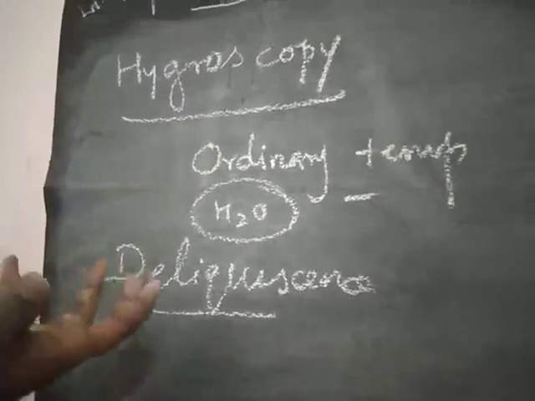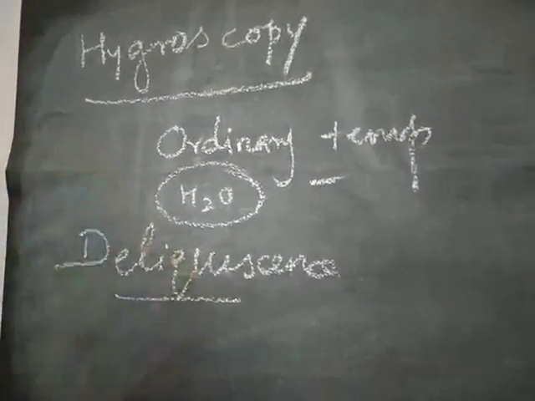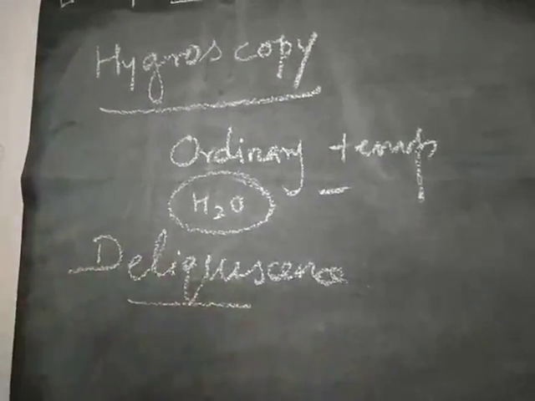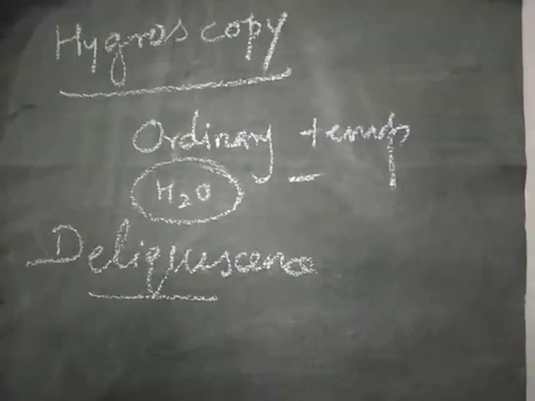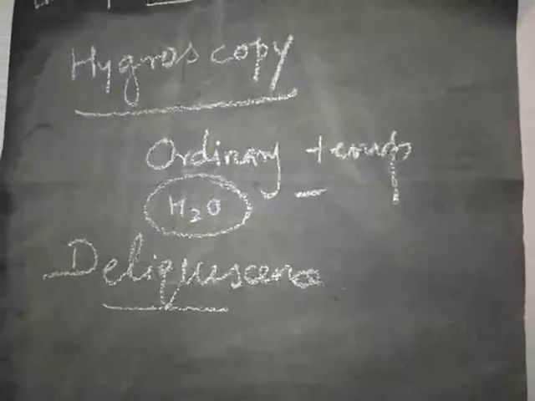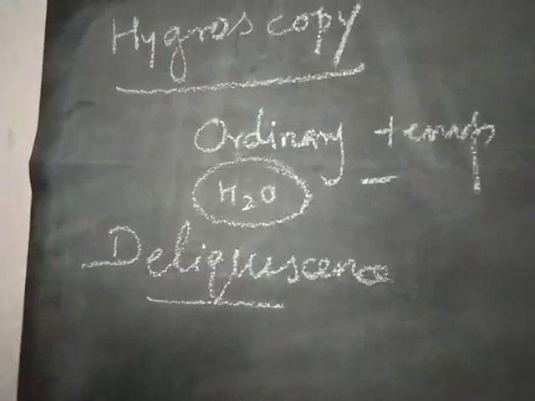Suppose you take a substance in the solid condition. It may absorb the water molecules, but it will not change its physical state. Physical state means, for example, solid state. It will not convert into liquid or gaseous state. Those substances are called hygroscopic substances, and the property is called hygroscopy.